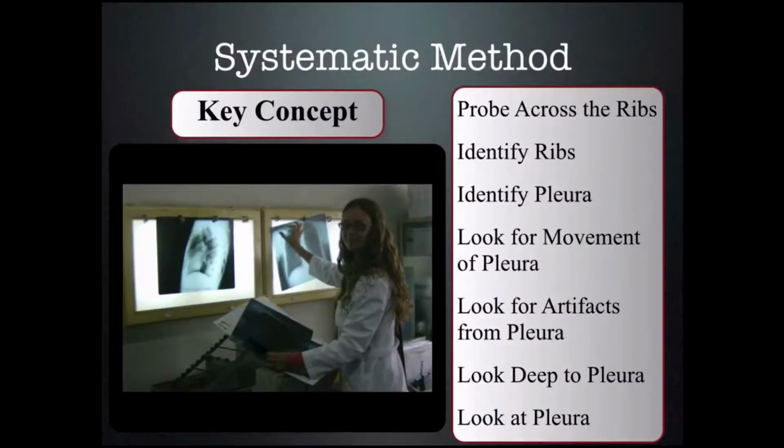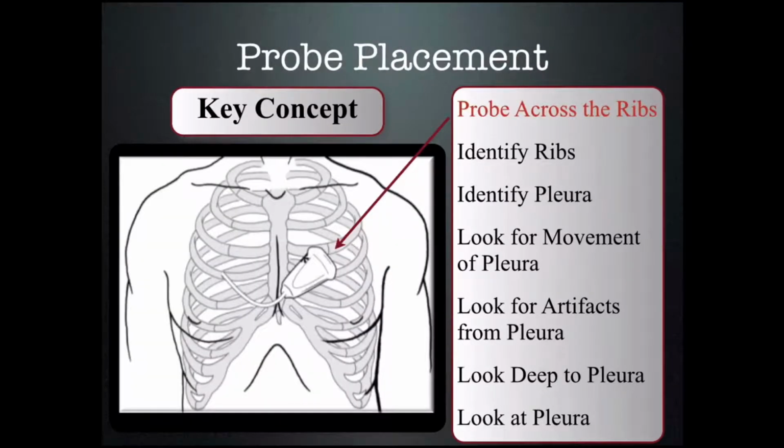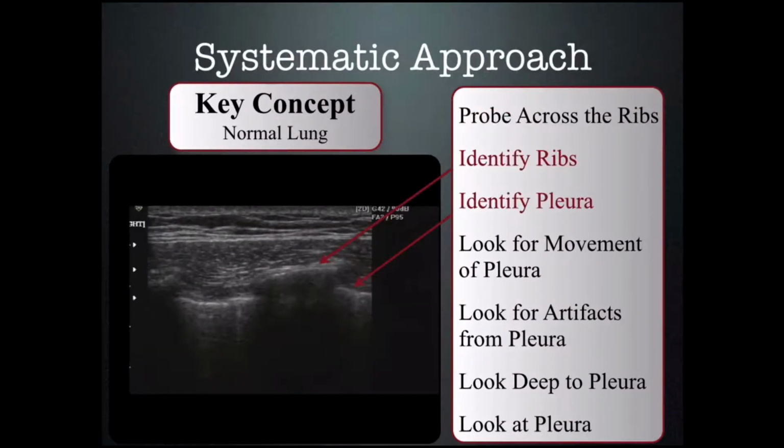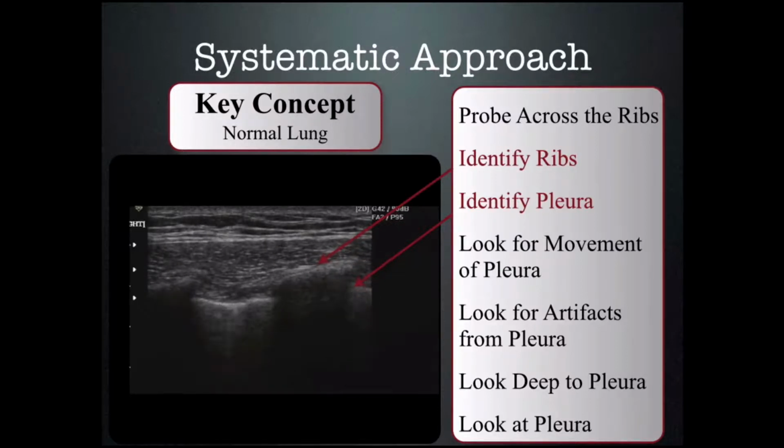As with all ultrasound exams, you must have a systematic method for use of the ultrasound for making your diagnosis. This is going to be divided into key concepts. The first key concept is we must place our probe across the ribs. We do this for a variety of reasons, but in ultrasound, you must be able to identify something so that you can identify everything else around it. And when we put our probe across the ribs, as we see here, we can identify the rib. Once we identify the rib, we can identify the pleura.